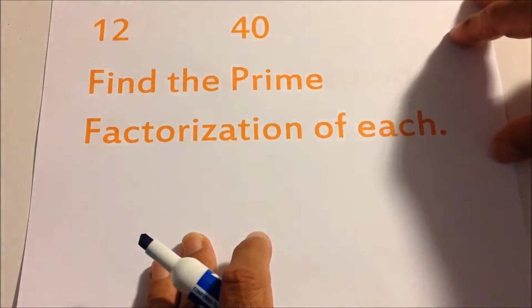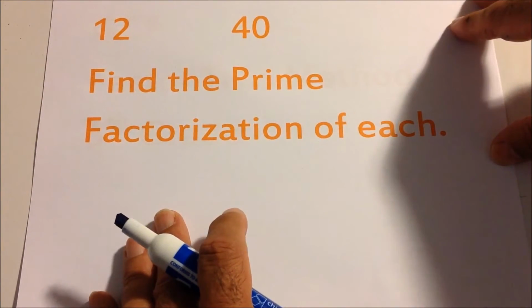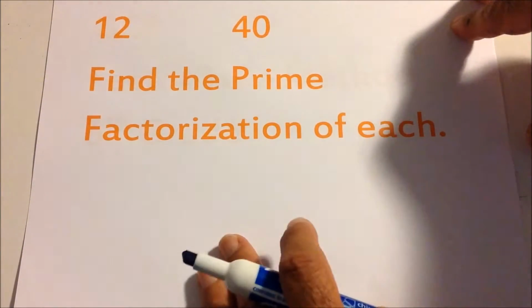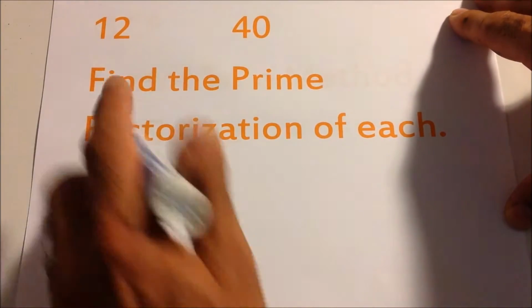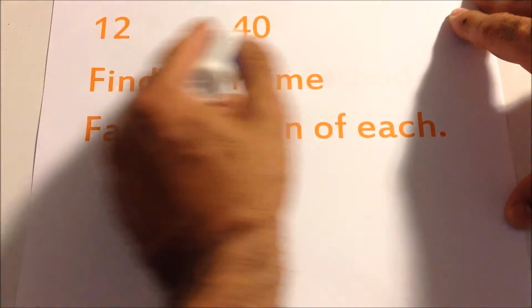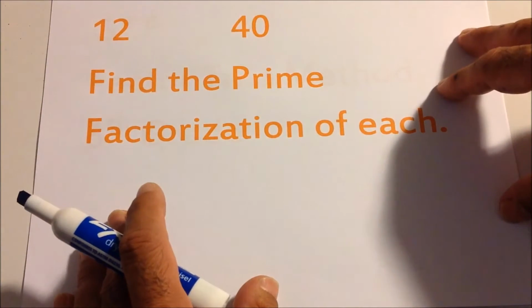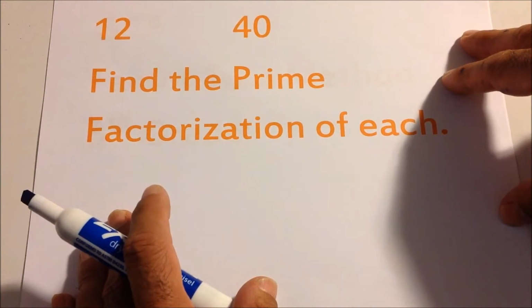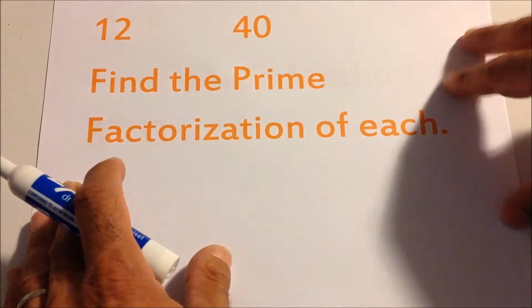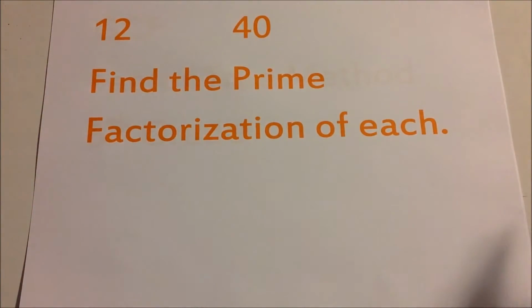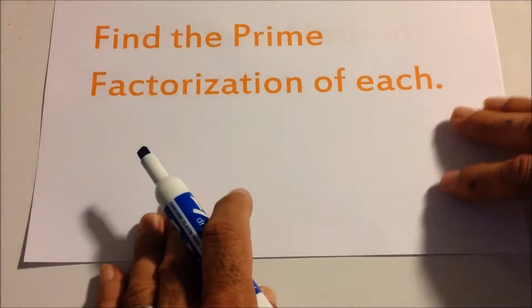Now we can do this the box method, but we can also do it the tree method. You can just say the tree method or the factor tree method. So you get the prime factorization of each of these, and then we'll compare. So you already know how to do that, so see if you can get the prime factorization of 12 and then 40. Okay? So let's just move this over here.